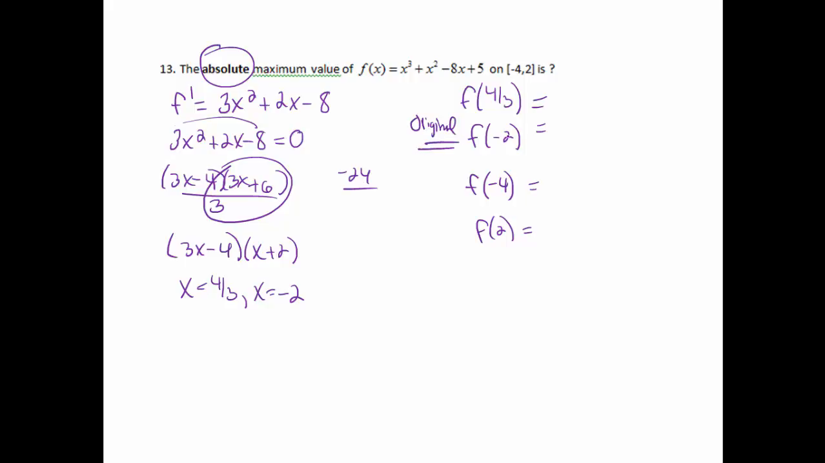So if I plug 4/3 into the original function, I get negative something, and if I have to figure that out, I will figure it out in a minute, but we'll see if that's necessary. If I plug in negative 2, I get 17. If I plug in negative 4, I get negative 11. And if I plug in 2, I get 1. So since I wanted an absolute maximum, I really don't care. This turned out to be some sort of negative 1 something, but I just want the absolute maximum. So the biggest value this function reached was 17. So my absolute maximum is 17.